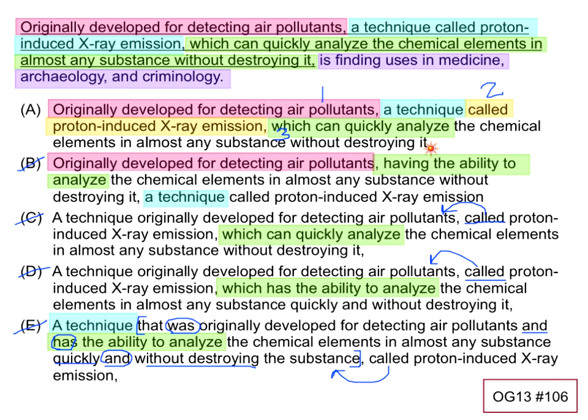So the problem with B here is that the comma having appears to be referring up here to the red stuff, except it doesn't make sense because nothing in there has the ability to analyze the chemical elements.